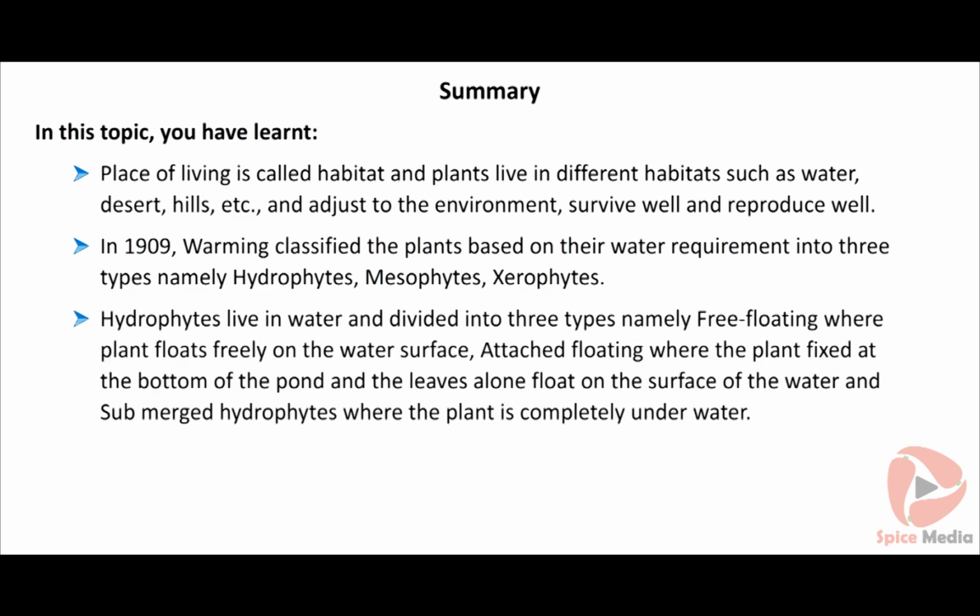Hydrophytes live in water and are divided into three types, namely free-floating, where plants float freely on the water surface, attached floating, where the plant is fixed at the bottom of the pond and the leaves alone float on the surface of the water, and submerged hydrophytes, where the plant is completely underwater.